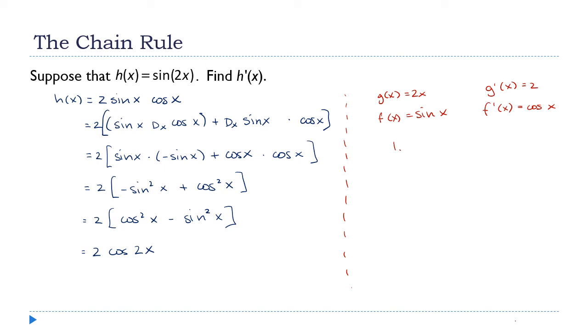And the chain rule says h prime is f prime of g of x times g prime of x, which is, let's see, f prime of g of x, that's 2x. G prime of x is 2. And if I put 2x into f prime, look at that, I get 2 cosine of 2x. It works, right? We get the same answer either way.